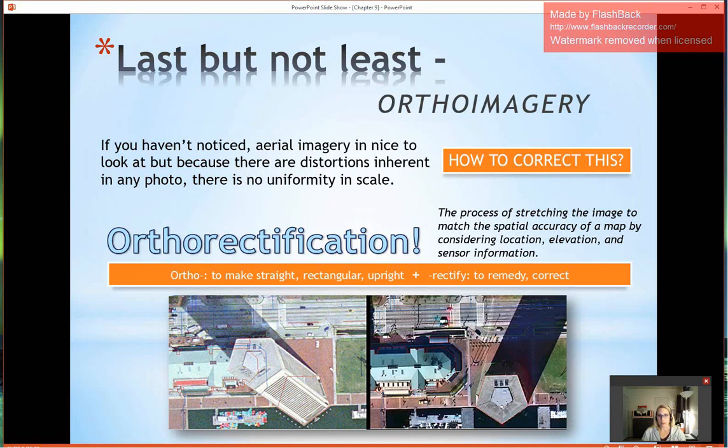So last but not least, we have orthoimagery. You may have noticed that, like on that picture of Manhattan, the buildings have distortions because of the angle of the camera. There's always going to be a distortion no matter what you're looking at. But by orthorectifying, we can actually go in and switch around the shape and angle of the buildings in the picture so that it looks like we're looking straight down on a continuous field of view.